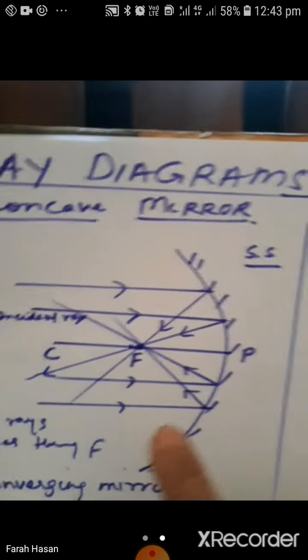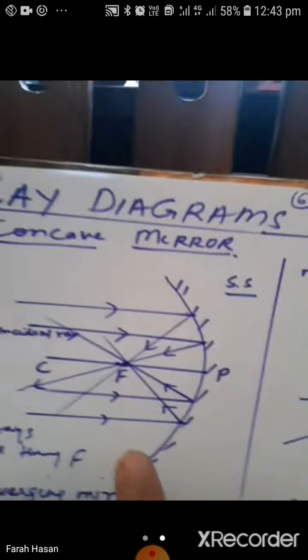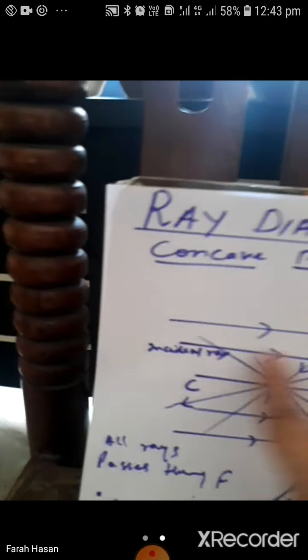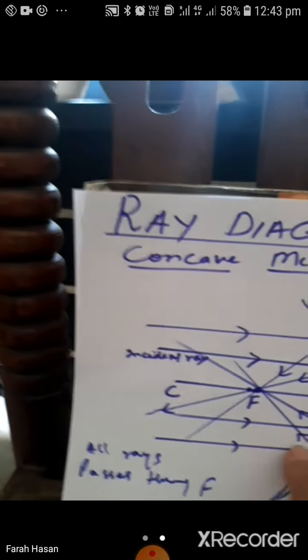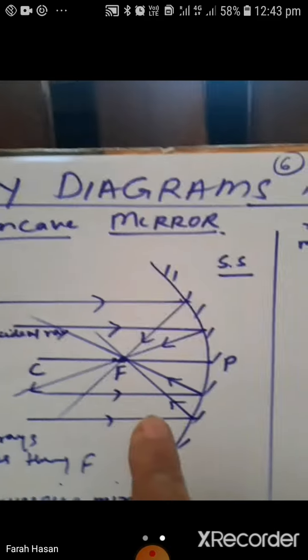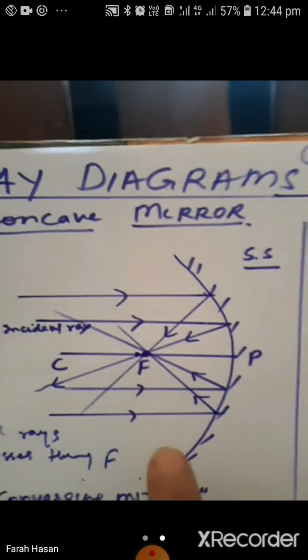You can see the arrows which show the direction of the rays. This is the incident ray, this is the reflected ray. Similarly here, this is the incident ray and this is the reflected ray. So all these rays pass through the point F, that is the focus, the principal focus. And this distance between F and P is known as the focal length.